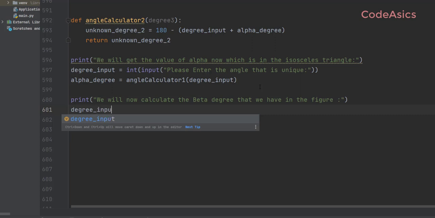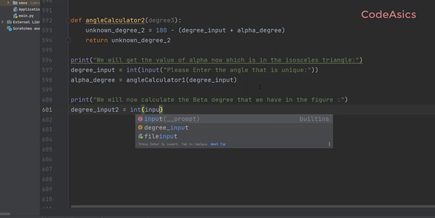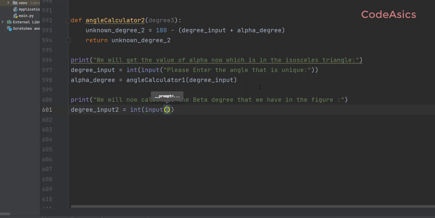degree underscore input 2 is equal to int. As I mentioned, it can be any degree, but in this case we are having a 90 degree there. I'm typecasting because whenever we receive input it will be in string format, so we need to typecast it. So int input, please enter the known degree that you see in the triangle.